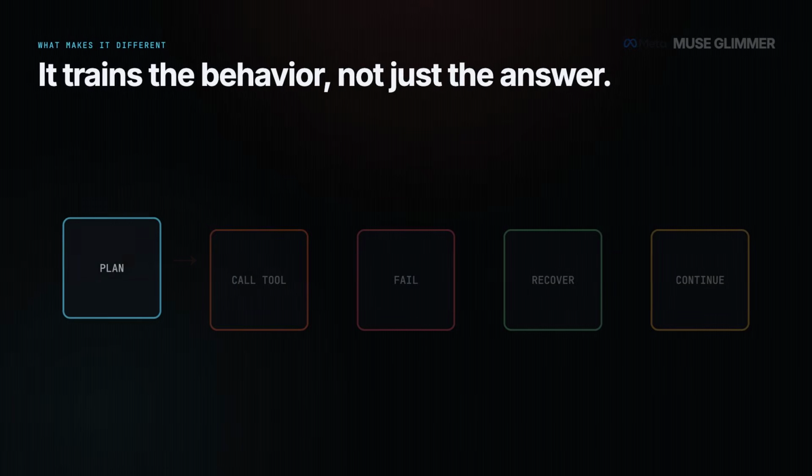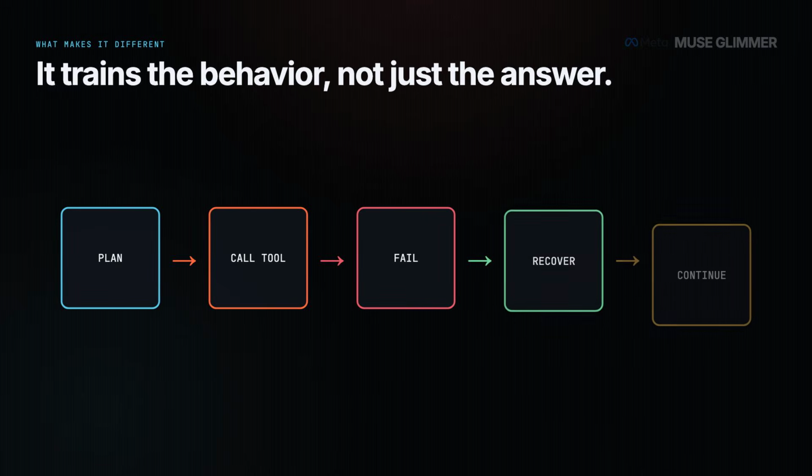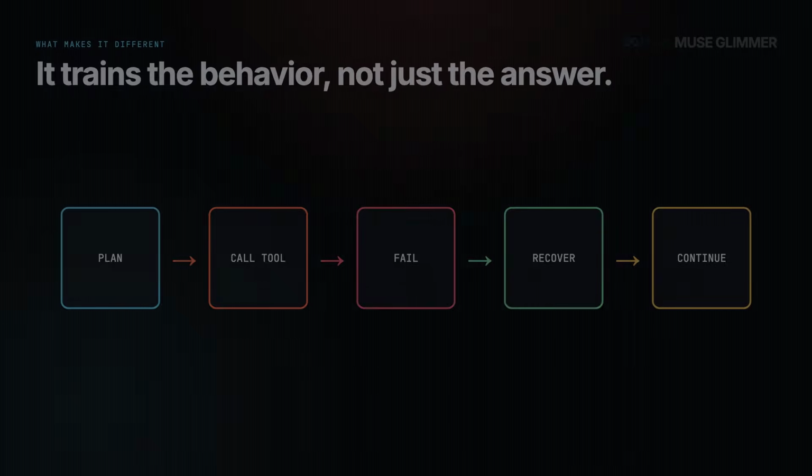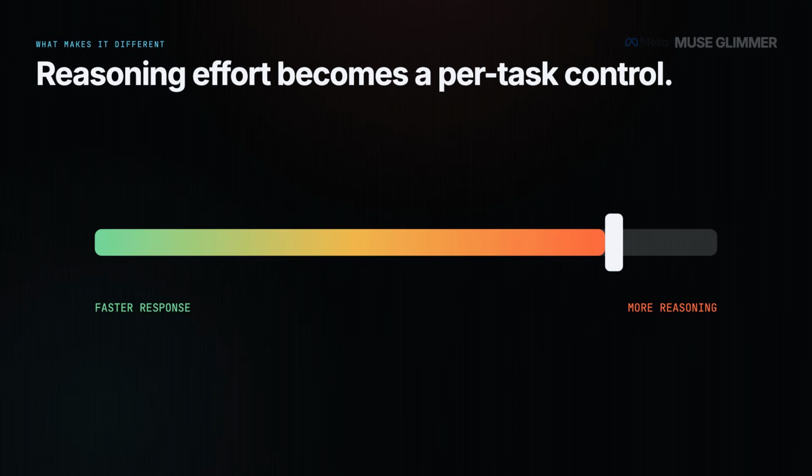And it is trained for agent behavior specifically. Precise tool calls, plans that survive many steps, and recovery when a call fails. It also exposes controllable reasoning effort. You choose the balance between answer quality and response speed per task.